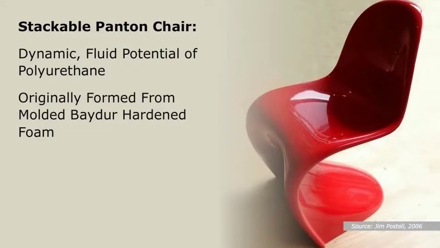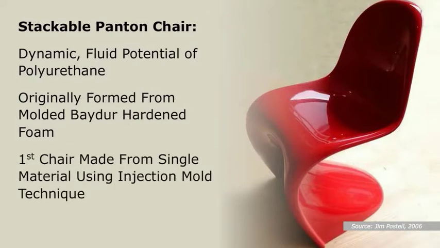Originally formed from molded Baydur or hardened foam, technological advancement made in thermoplastics allowed re-edition in polypropylene in 1999 in red, black, blue, white, and yellow colors. It was the first chair made from a single material using the injection mold technique in a single form.